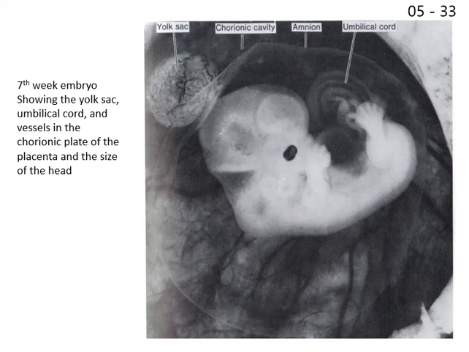Yeah, this figure of a 7th week age embryo, the yolk sac, the chorionic cavity, and this is the amnion, the umbilical cord, upper limbs, lower limbs, eye placode, and here you can recognize the lenses of the eye.